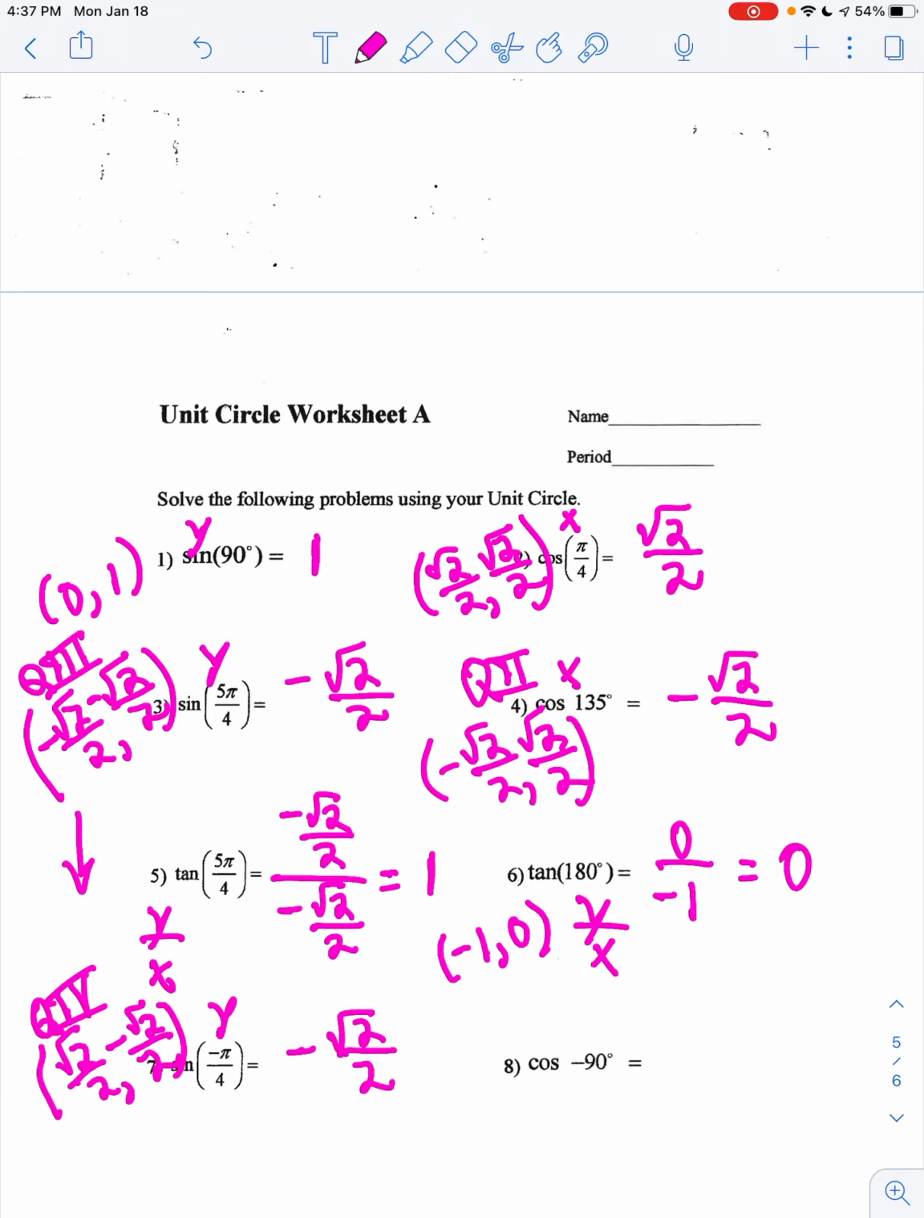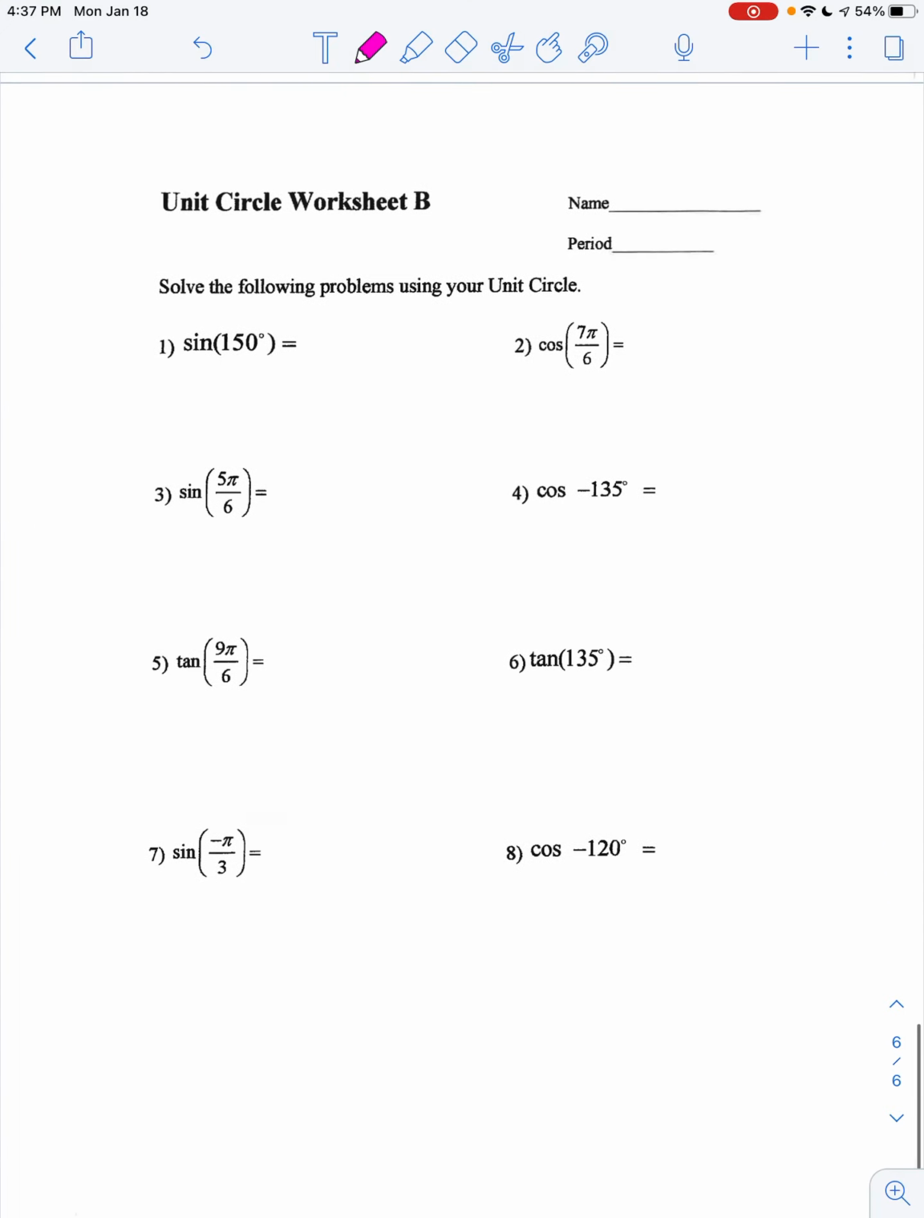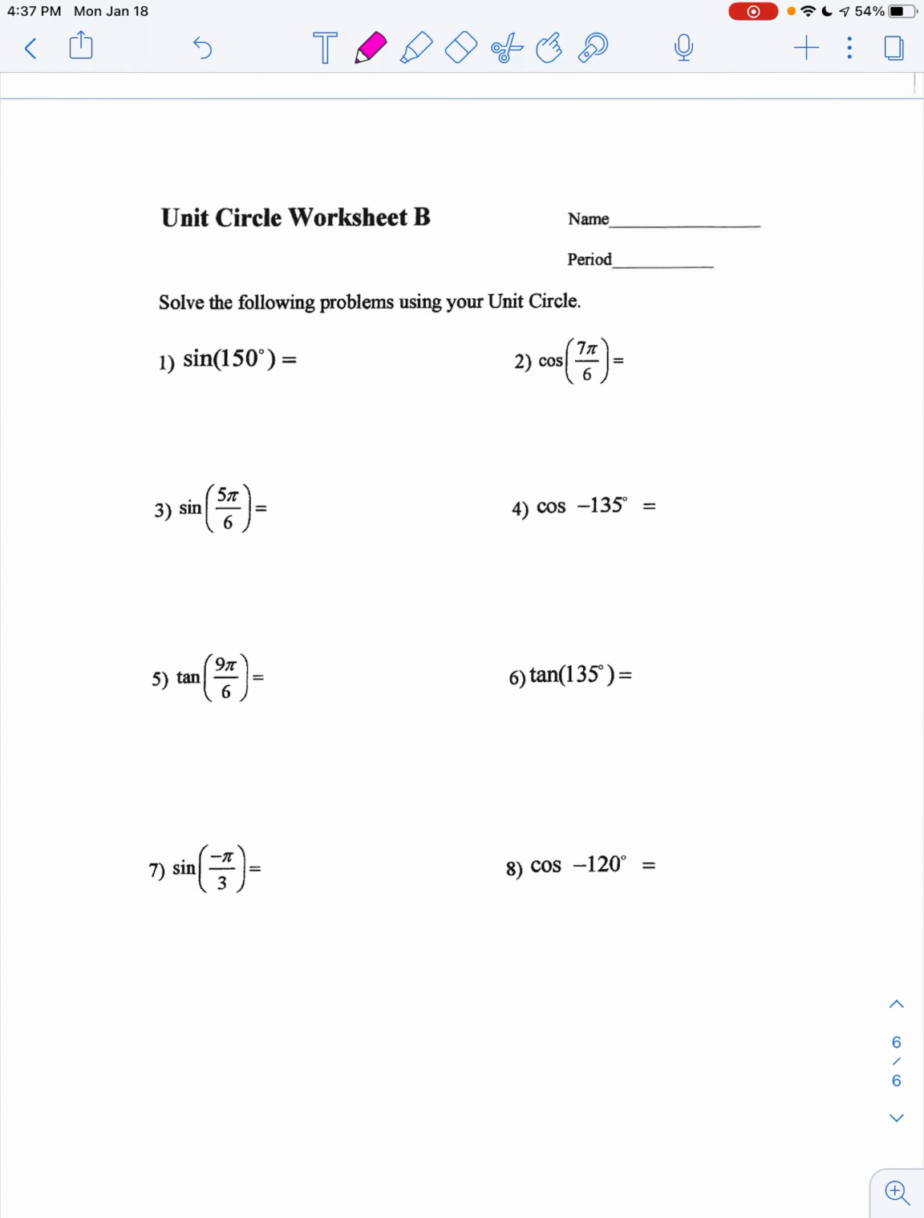How about the cosine of negative 90? Well, you're going clockwise. Negative 90 would be the ordered pair 0, negative 1. Cosine is x, so that means our answer is 0. Let's move down to worksheet B. This is a little trickier.